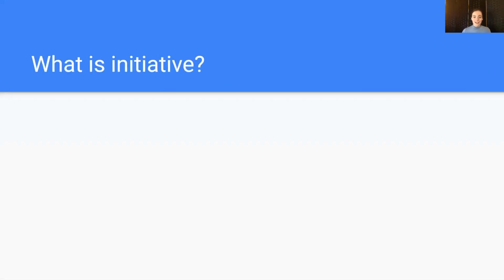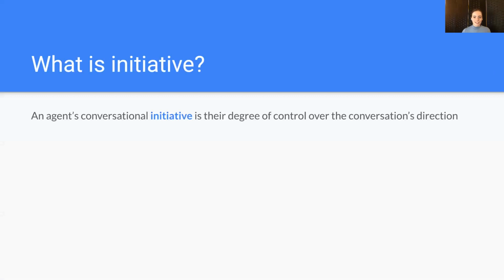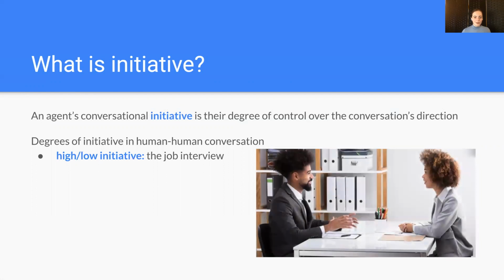First, we need to define initiative. An agent's conversational initiative is the degree of control they have over the conversation's direction at a given moment in time. To give some intuition for what this means, we can look at two common human settings, the job interview and the cocktail party. At a job interview, the interviewer controls the conversation by asking questions. This means that they have high initiative and that the interviewee, who is answering their questions, has low initiative.